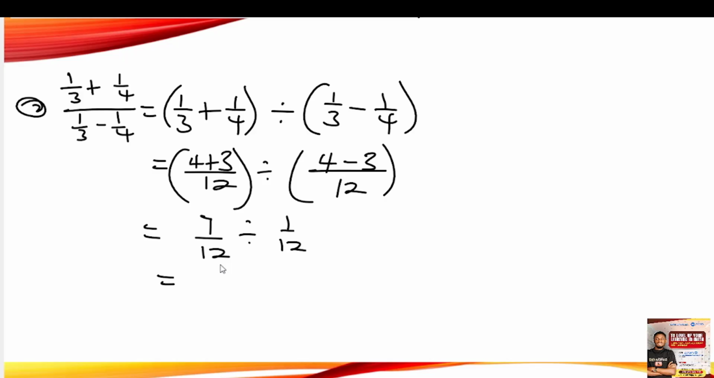So the next thing to do here is to reciprocate the second fraction. And as well, when that happens, the sign changes. So you have multiplication, then you have 12 on 1. So 12 on 1, 12 will cancel 12, and we will be left with 7 on 1. So 7 on 1 is the same as, or it is equal to 7.